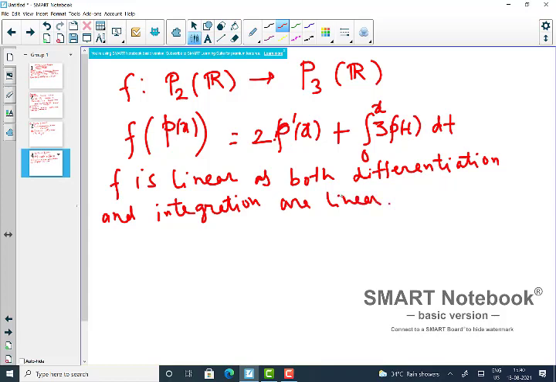So both are linear; you can check that, it's not a problem. Now the question is: what kind of space is this? What does its image look like? What is the rank? What is the nullity? This you can ask, right?